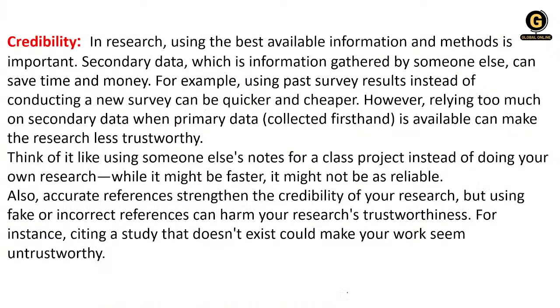Next, credibility in research. Using the best available information and methods is important. Secondary data, which is information gathered by someone else, can save time and money. For example, using past survey results instead of conducting a new survey can be quicker and cheaper. However, relying too much on secondary data when primary data collected firsthand is available can make the research less trustworthy.